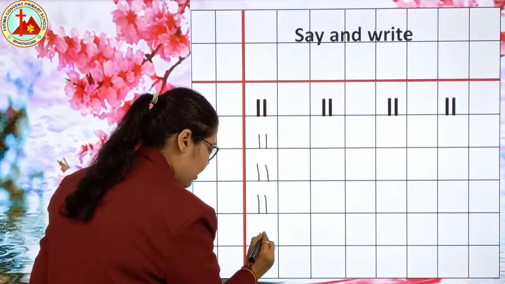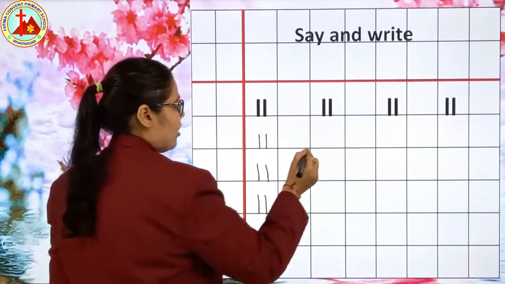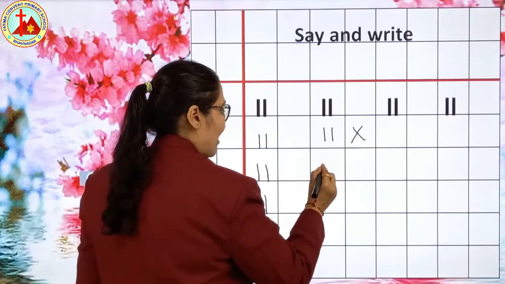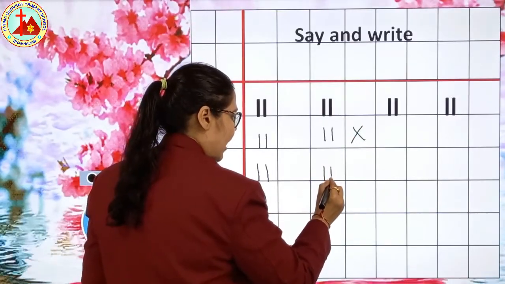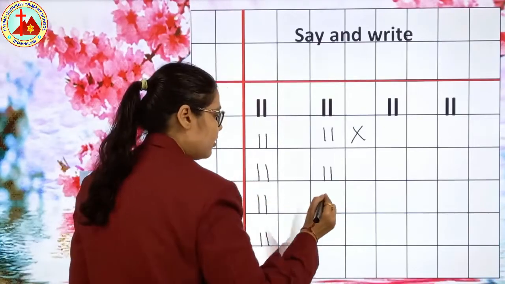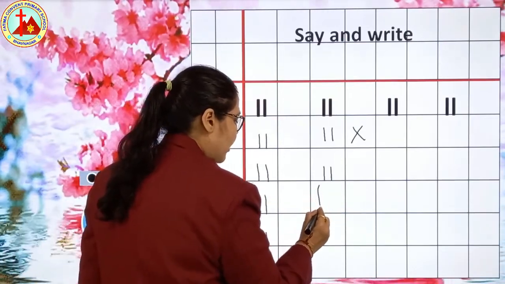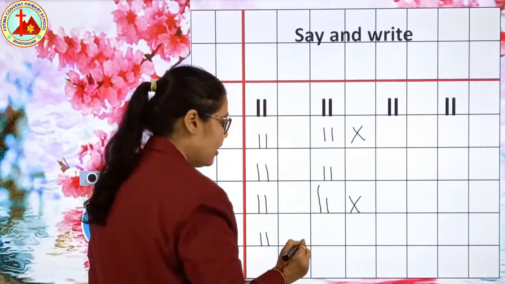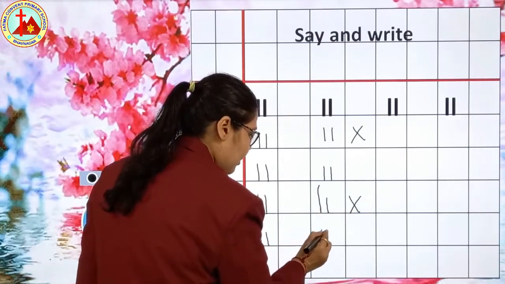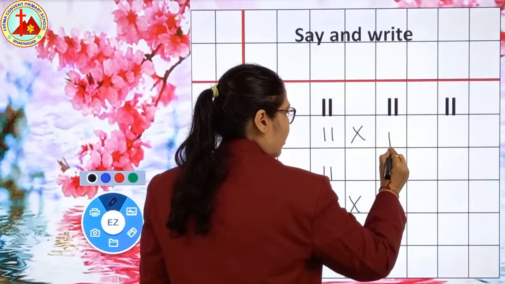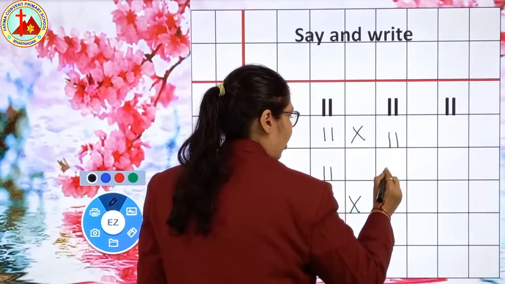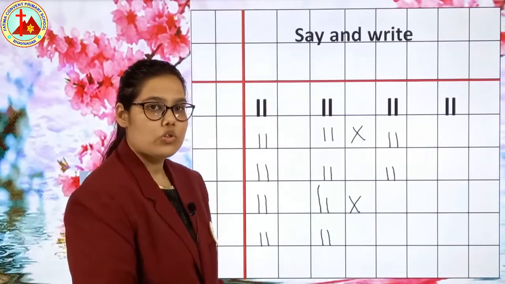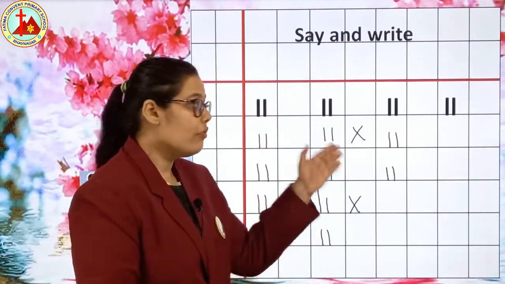11. Children, see that if you write like this, I will put wrong. You have to touch the bottom line. Okay? Don't forget. Children, if you write one number big and another one small, then also I will put wrong. It should be of equal size. 11. And along with writing, you have to say the number also. Okay? So children, write like this in all four lines.